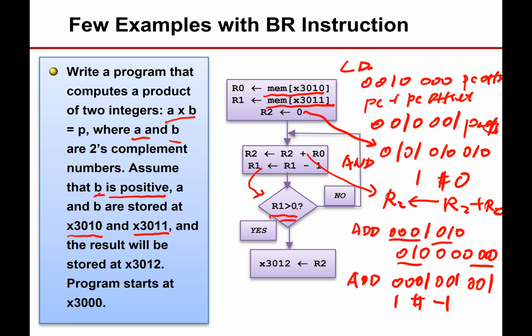So here we check whether the value is positive. The branch here is 0, 0, 0, then it's positive. N, Z, P set to be 1, and then the PC offset. So if this one is correct, it will directly go to the next instruction. If it's not, it will go to here.